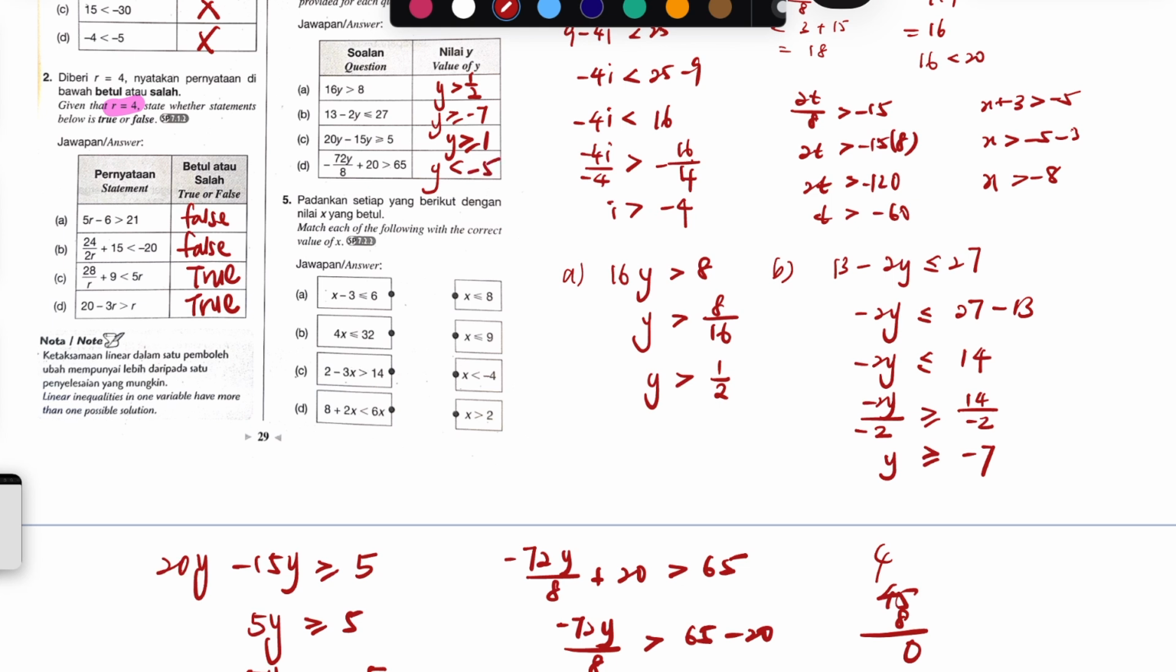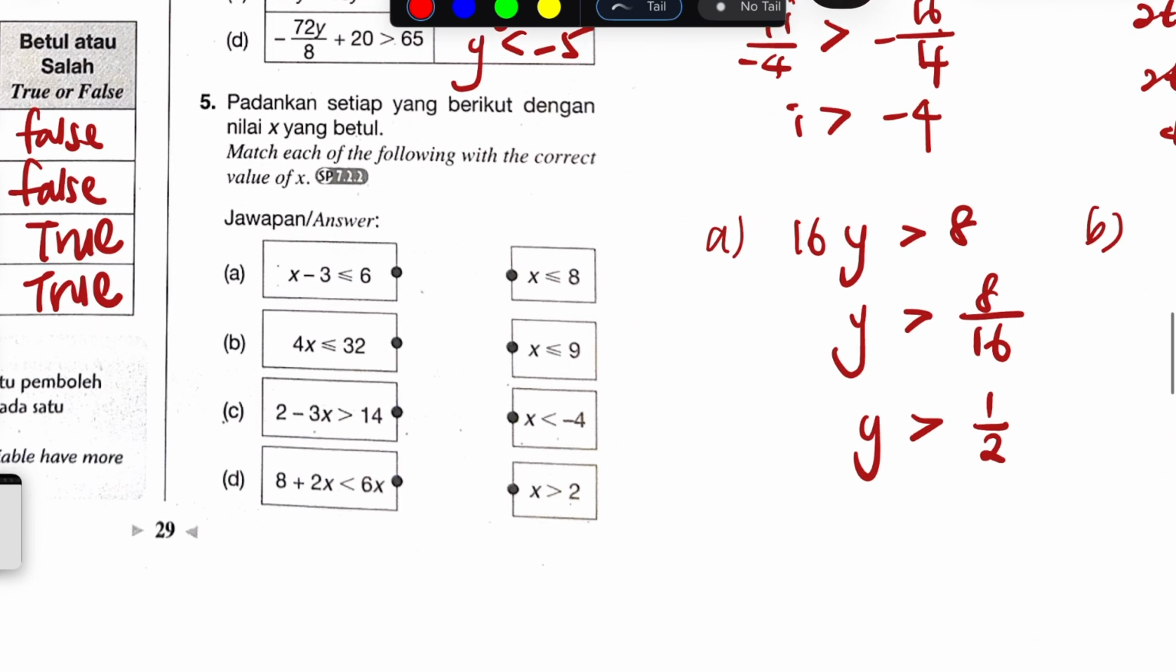Okay, so number 5. We need to match the answers. So look at the first one. x minus 3 less than or equal to 6. So when this one moves here, it becomes plus 3. So x is less than or equal to 9. So which is number 2. Okay, how about the B? This one is 4x, right? So divided by 4, divided by 4. So it's 8. So x less than or equal to 8. So which is this one?